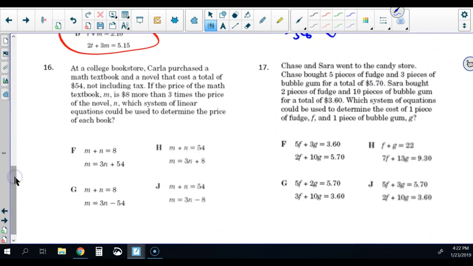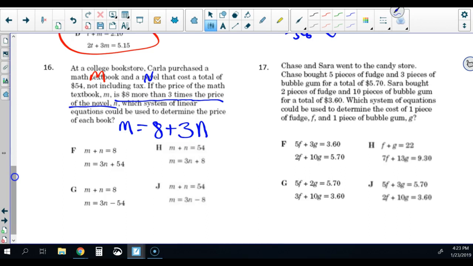Number 16. At a college bookstore, Carla purchased a math textbook and a novel that cost a total of $54, not including tax. So a math textbook and a novel is $54. If the price of the math textbook, M, is 8 more than 3 times the price of the novel. So that's one sentence. Which system of linear equations could be used?